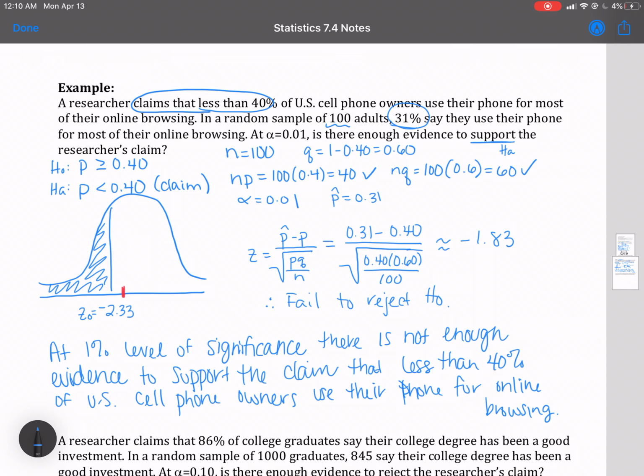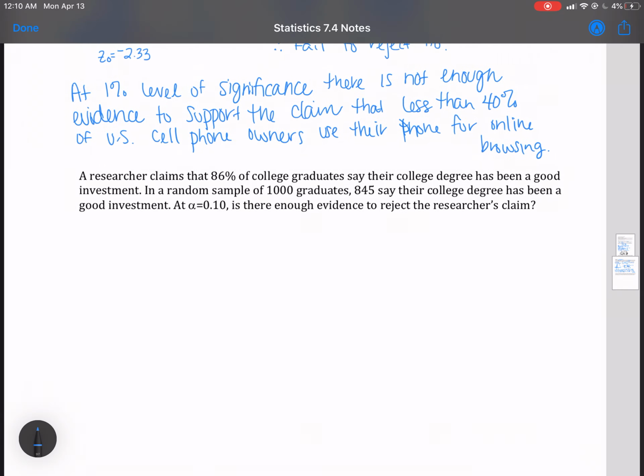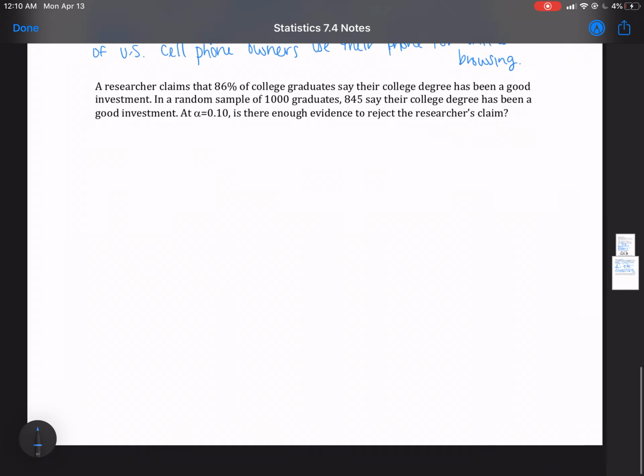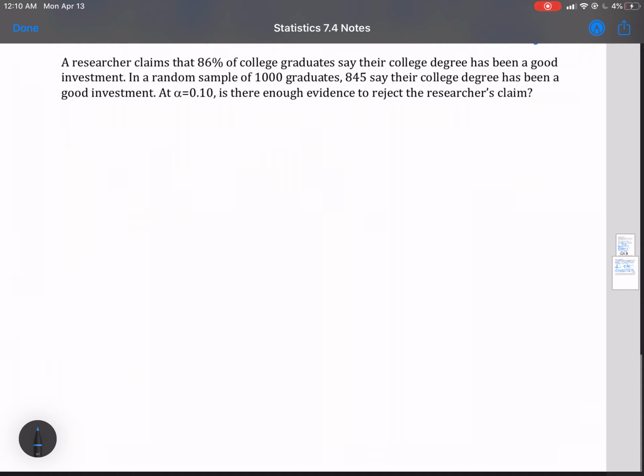All right, so looking at our second example, a researcher claims that 86% of college graduates say their college degree has been a good investment. In a random sample of 1,000 graduates, 845 say their college degree has been a good investment. At alpha equals 0.1, is there enough evidence to reject the researcher's claim? So again, I'm going to start with stating our null and our alternative hypothesis. That way we know what our p-value is.